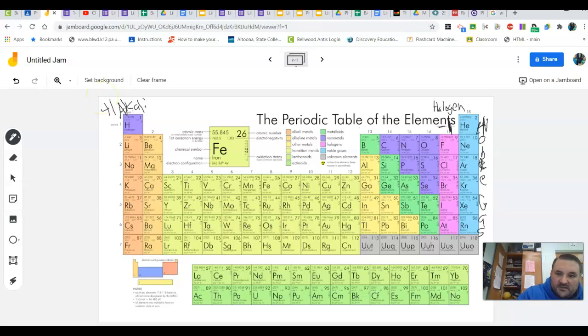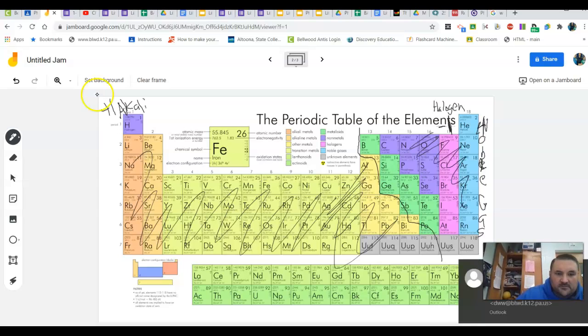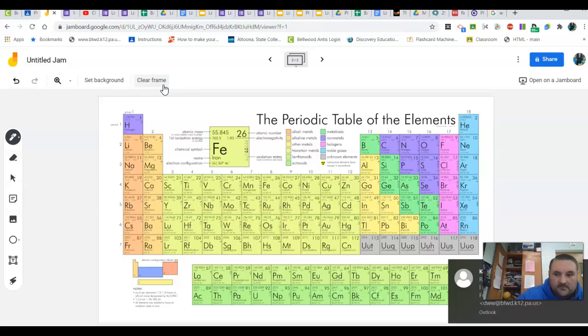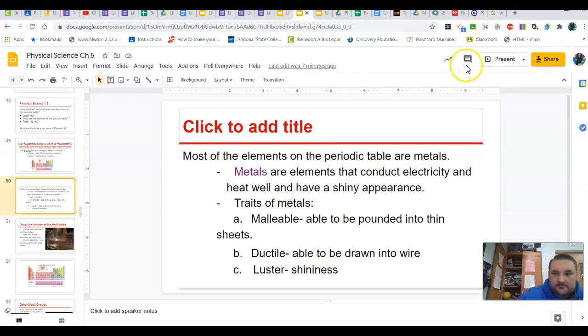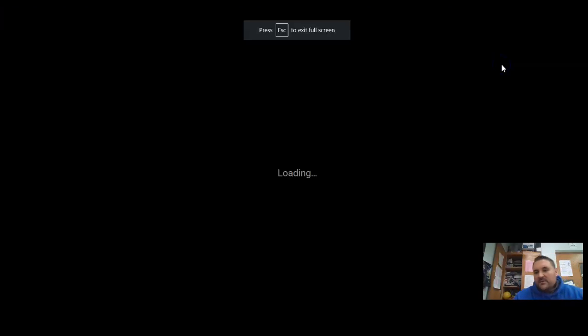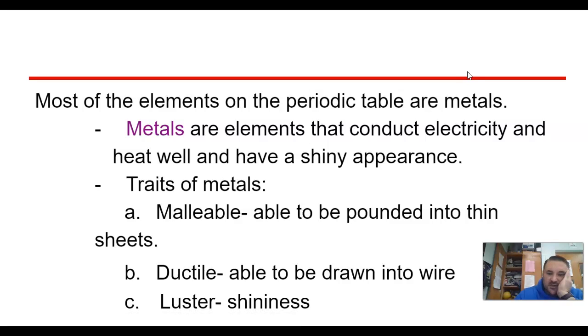Metals tend to stay on one side. All of this is where your metals are found. Over here are your nonmetals. Now, what makes something a metal? Metals are shiny. They conduct electricity. When we call it shiny, we call that luster. Because they conduct electricity, we draw them into wires. And they're malleable, meaning that they can be pounded in thin sheets. Gold can be pounded very thin, like aluminum foil for that matter.